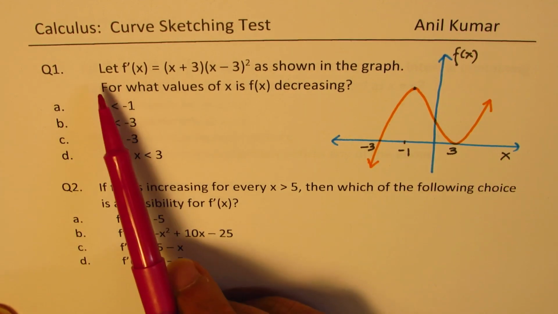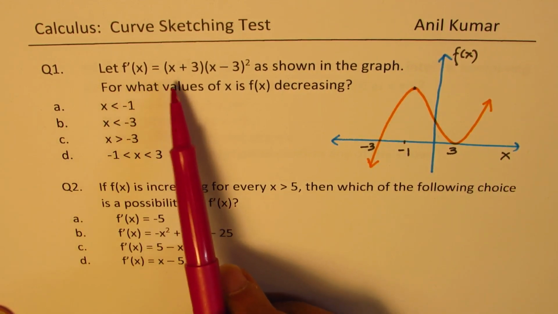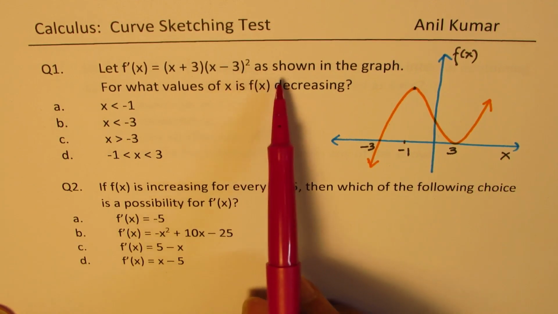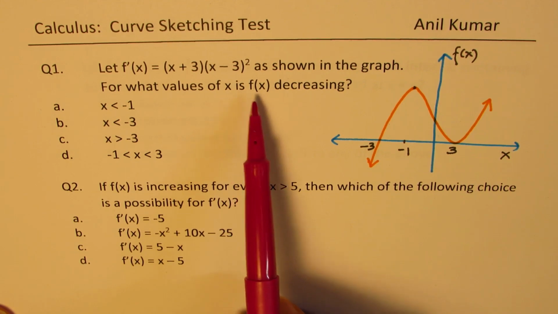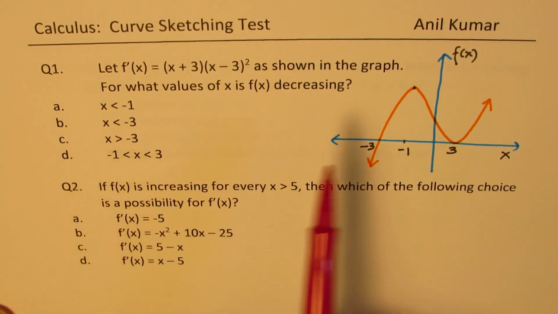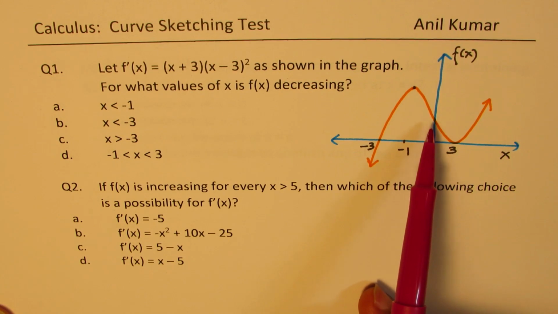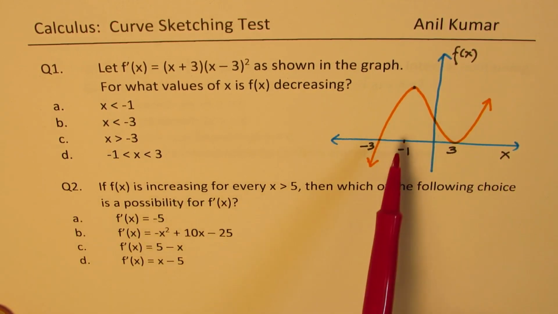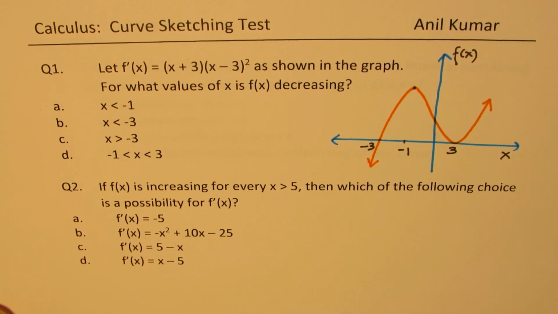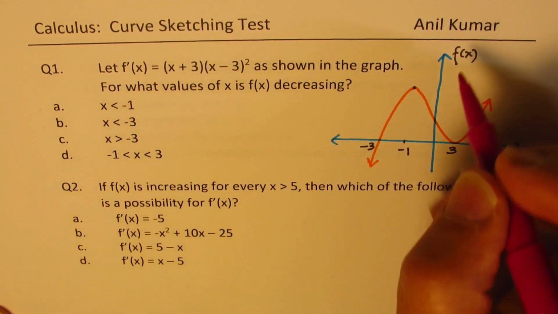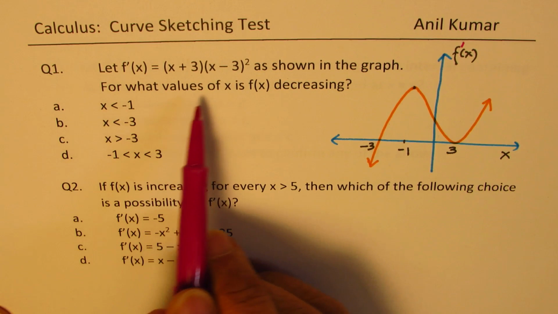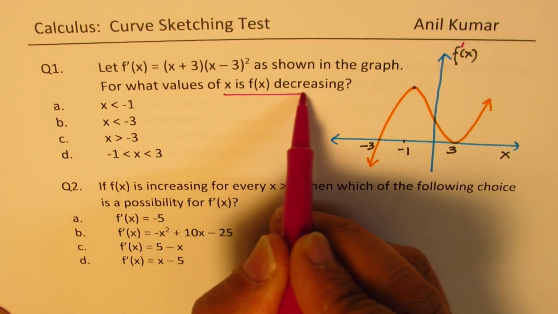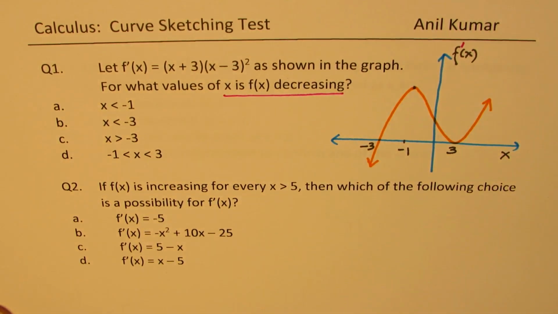Question number 1. Let the derivative of the function be (x + 3)(x - 3)^2, as shown in the graph. For what values of x is f(x) decreasing? Now I've drawn a graph here. At times the graph may not be given to you, right? So here we have the graph as well as the equation. We are given the graph of the derivative of the function. You have to find for what values of x the function is decreasing, correct?